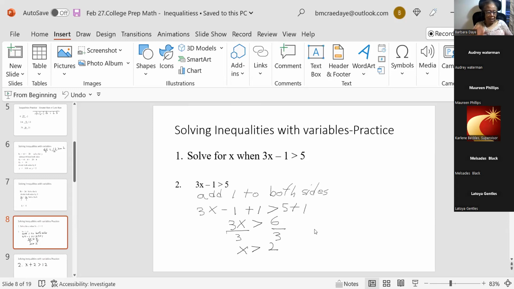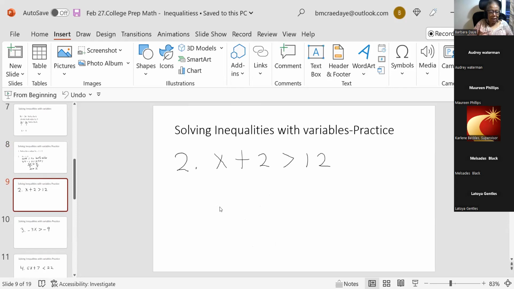Any other questions? No, thank you, miss. All right, so you want to try another one. Let's try another one. X plus 2 greater than 12. I need volunteers on this one. Somebody tell me, x greater than what's the answer? Minus 2 on both sides, Miss Berger. Yeah, subtract 2 from both sides. Thank you, Latoya.